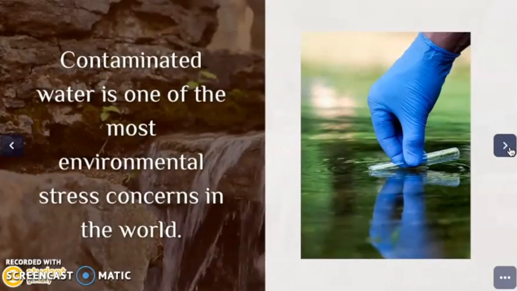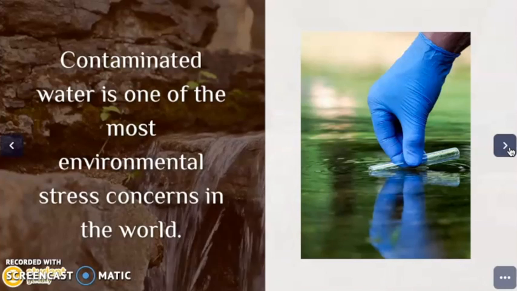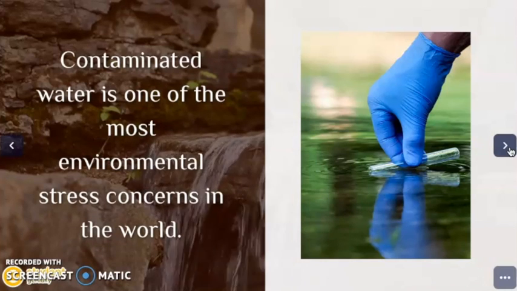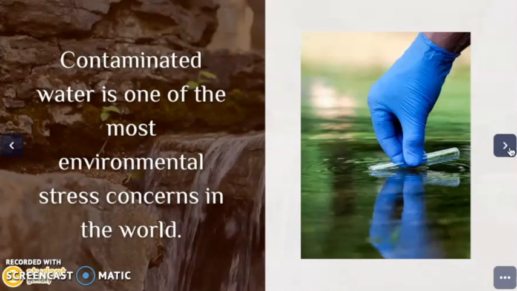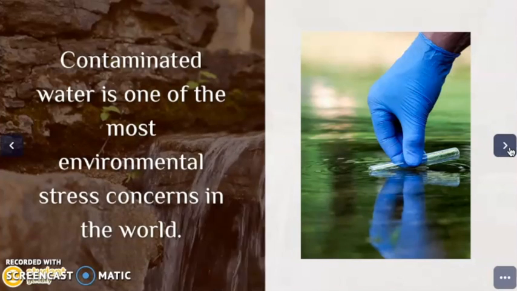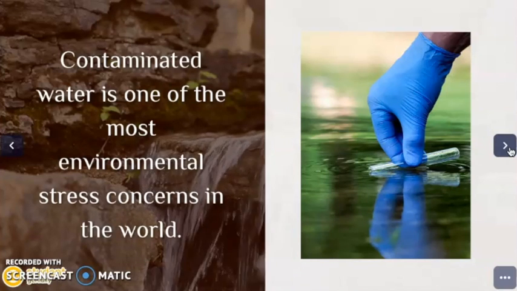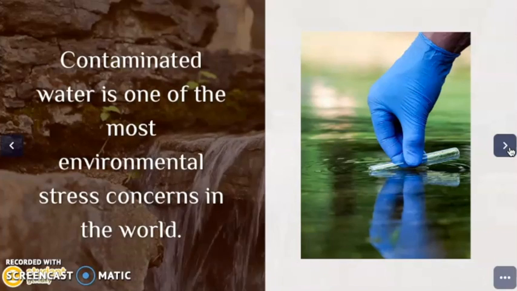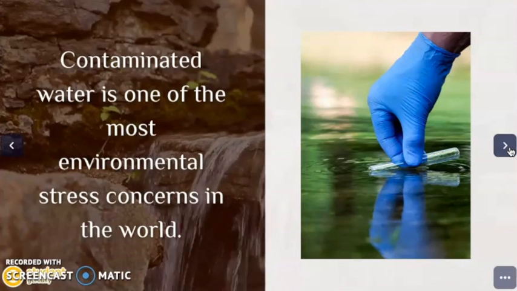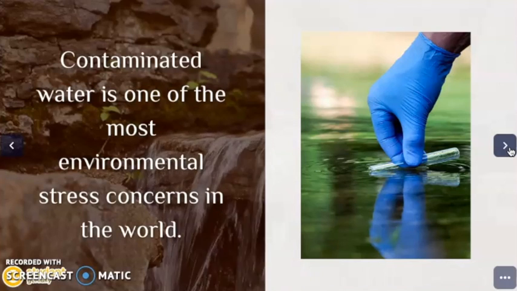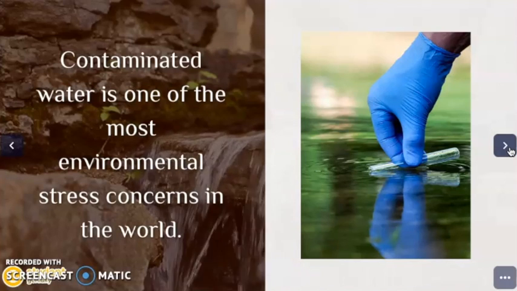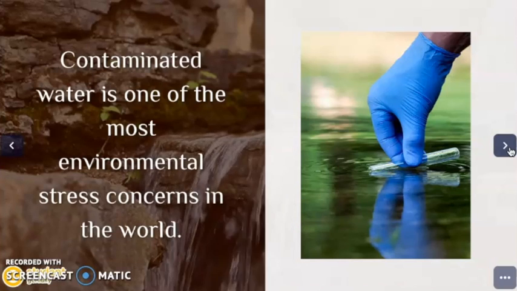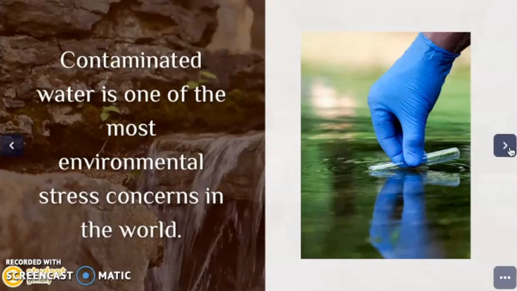Contaminated water is one of the most environmental stress concerns in the world. The supply of safe and clean drinking water is a challenge that needs to be addressed. The environmental contamination of natural resources is escalating as a result of industrial activities and technological developments. The contamination levels of freshwater ecosystems are increasing due to the discharge of untreated or improperly treated wastewaters.